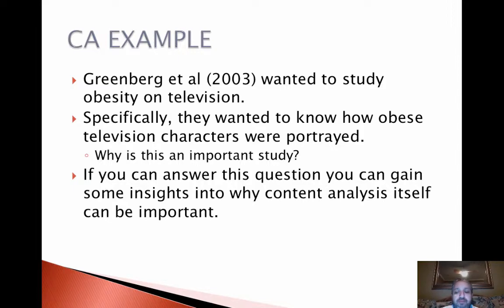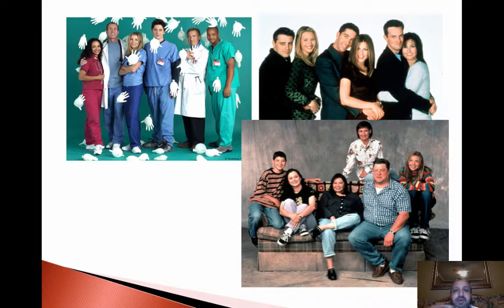So they did a content analysis. Sorry, I got an ice cube in my mouth by mistake, taking a sip of my water.